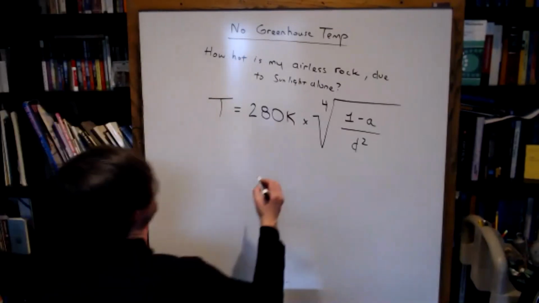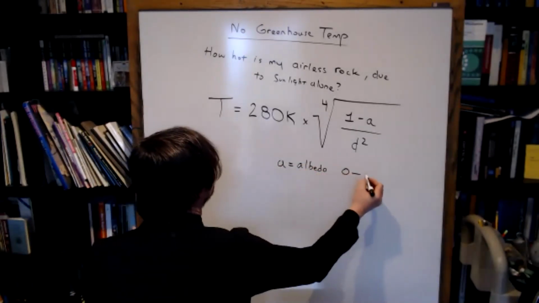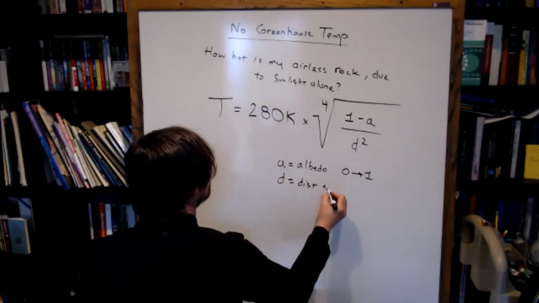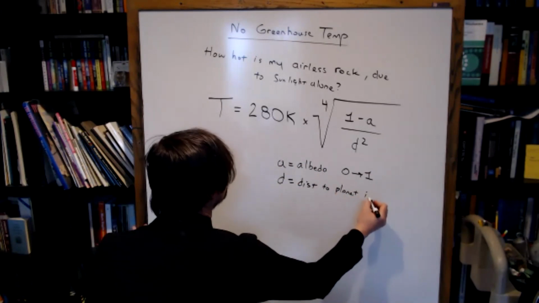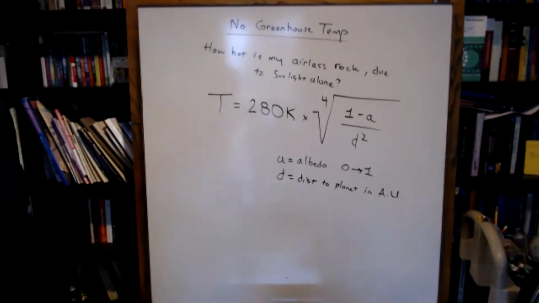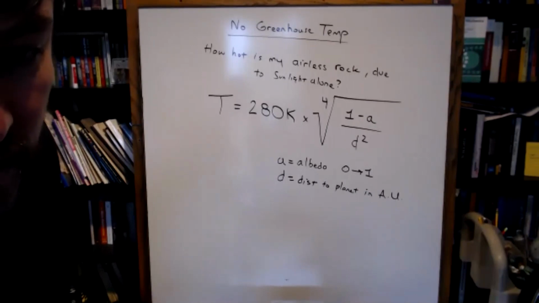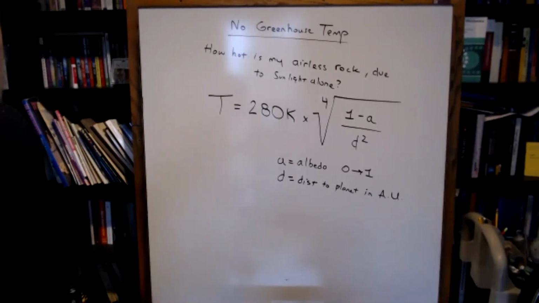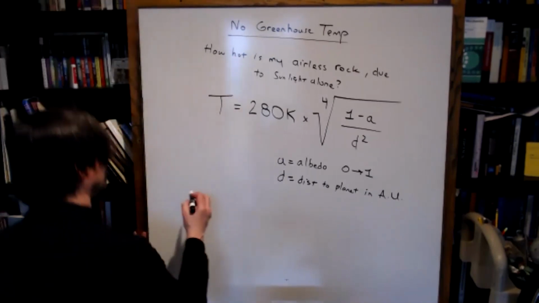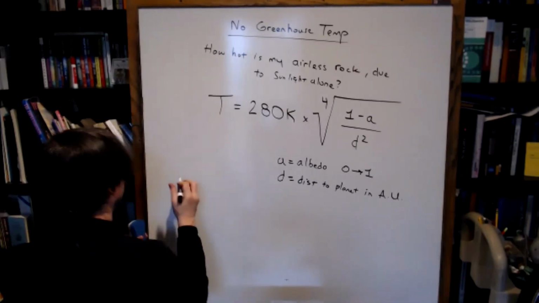Okay, A here is your albedo. It's a number from 0 to 1. And D is the distance to the planet in astronomical units. And believe it or not, an extremely interesting sample problem to try is one based on the moon, okay? So let's do a sample problem. Oh, sorry. I'm writing funny things here.